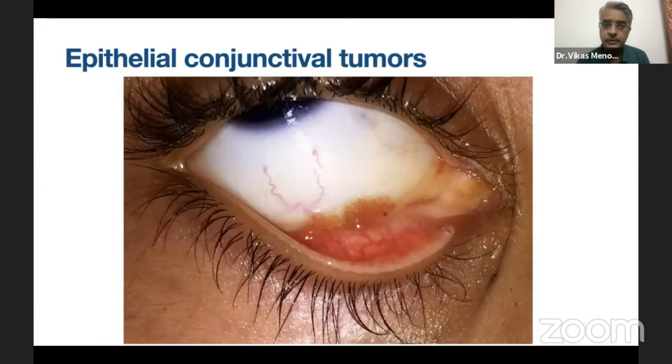So moving on to epithelial conjunctival lesions. Now this is again one of the commonest types of epithelial conjunctival lesion that we see in children. What you see here is basically a frond-like growth happening in the inferior fornix of a child, and these are multiple lesions that you see here. So what is this? This is just nothing but a papilloma.